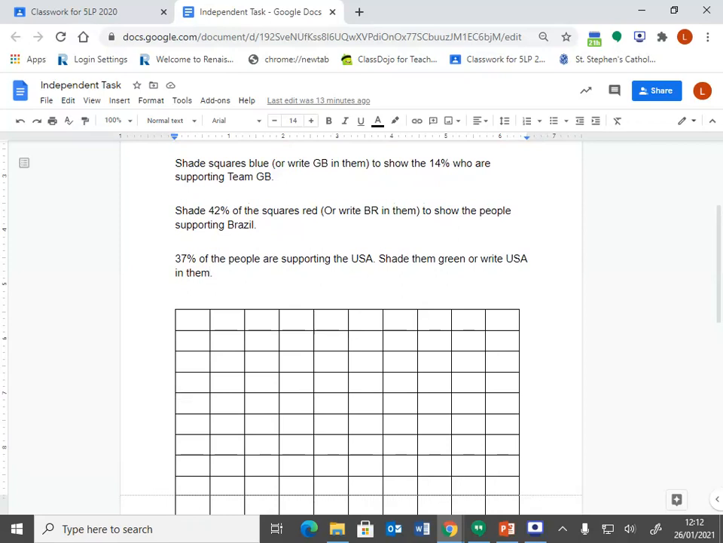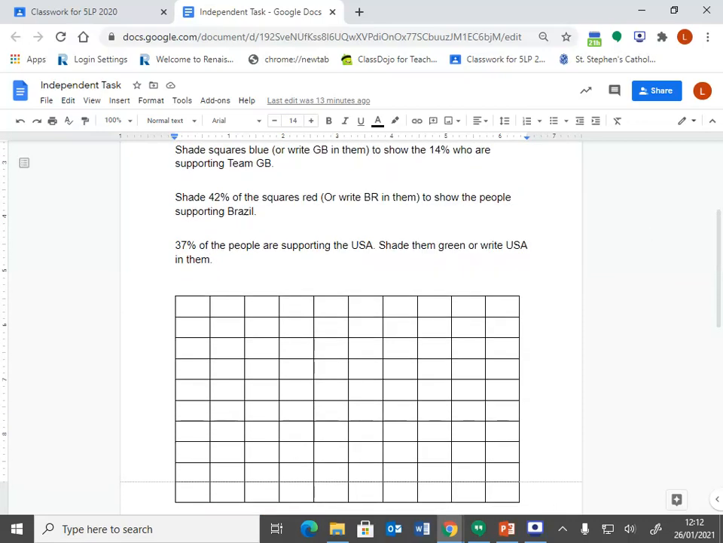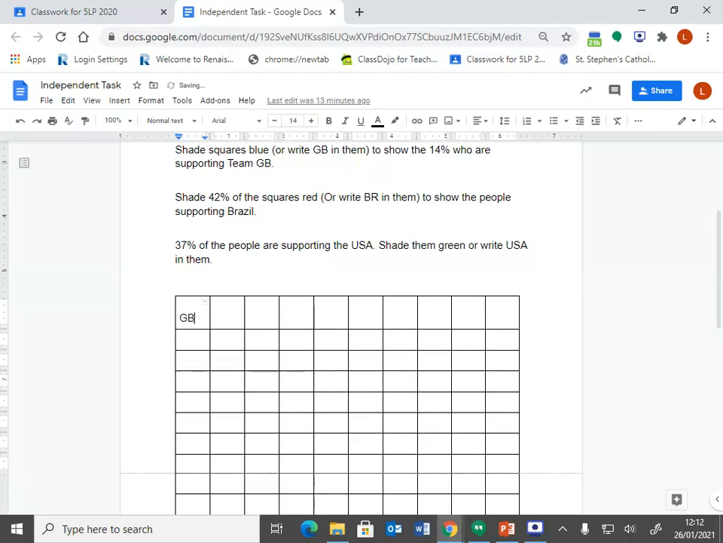You need to show that 14% of them are supporting Team GB. So what you can do is you can either shade the squares in if you know how to do that, or if you're not sure how, you could shade them in blue, look, as I've asked in the question, or if you're not sure how to do that, this is a table that you can just type into, like that, okay? So it's up to you how you do it, not a problem either way.